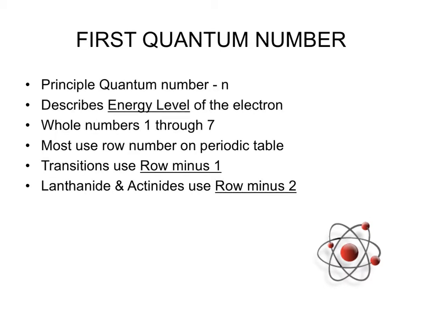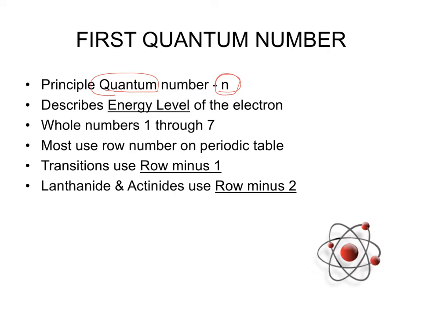All right, so finding the first quantum number. The first quantum number is called the principal quantum number, and we will use the symbol n when we're abbreviating it. It's a lowercase n. This one is going to describe the energy level of the electron. We know that Bohr models show the nucleus in the center and then a series of rings, which are the orbits, progressing outward. And each orbit has an energy level. So you start at 1 and you go 2, 3, 4, 5, 6, and 7. They're going to be whole numbers, 1 through 7.